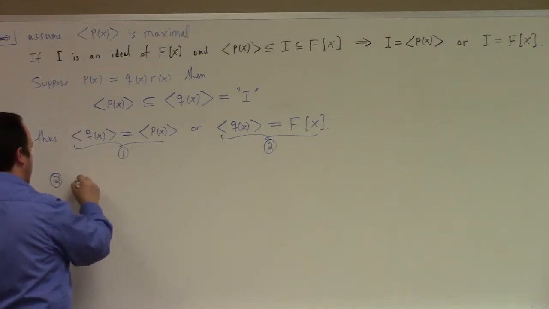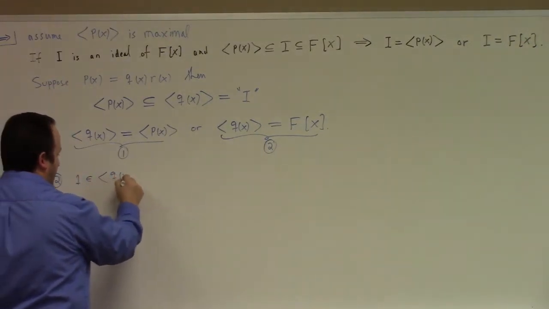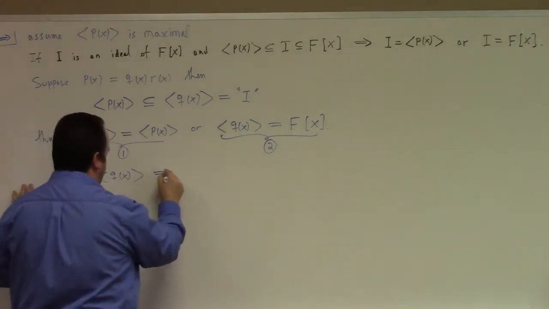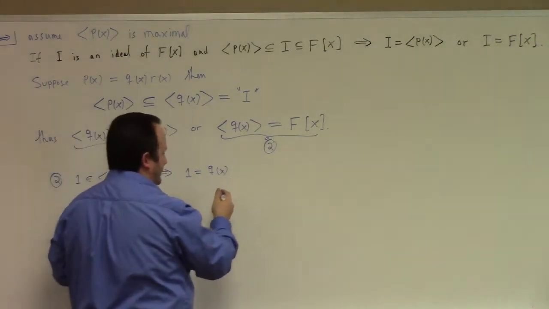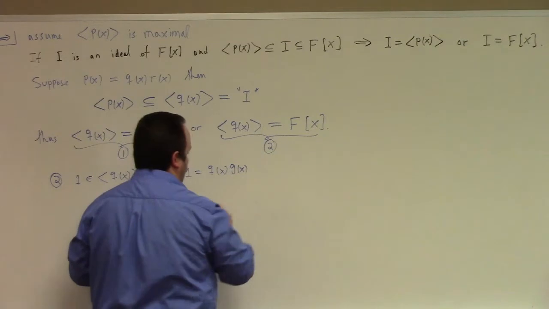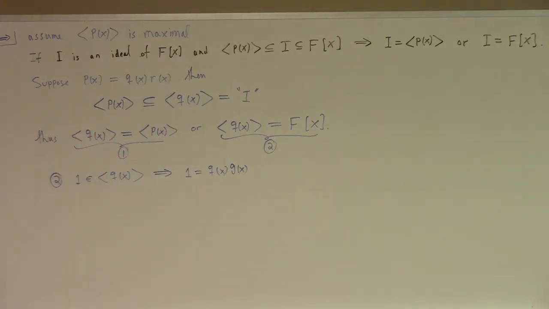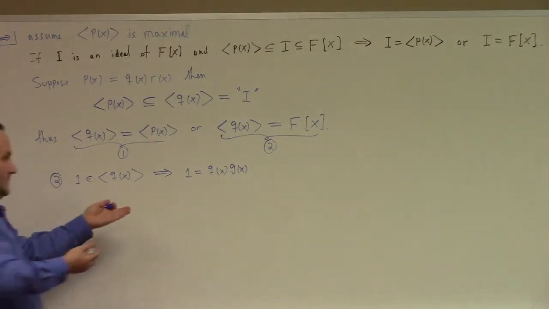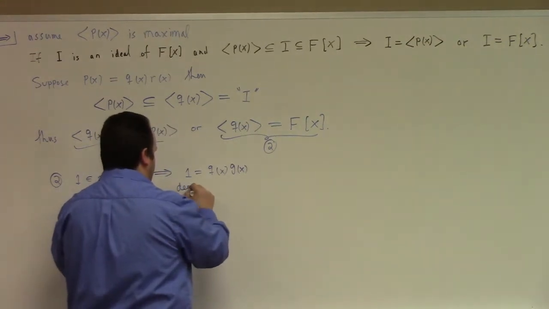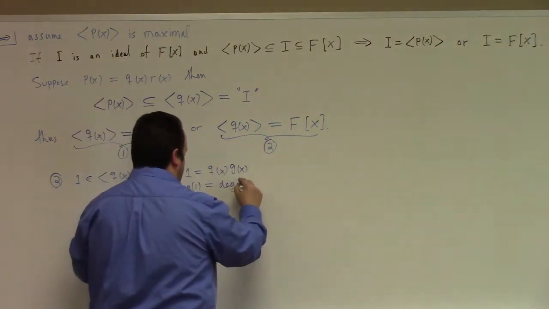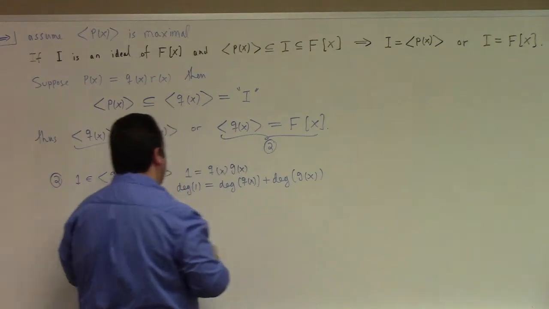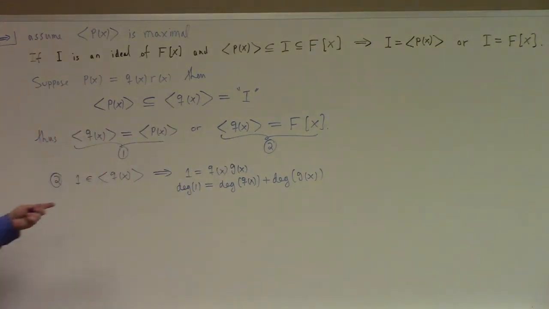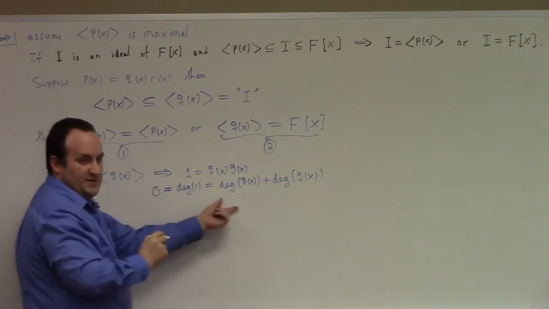You say, okay, so then 1 is an element of this ideal, right? Which means what? 1 is equal to Q of x times some polynomial, say G. But by the degree formula, the degree of 1 is 0, and the degree of the product is the sum of the degrees, right? However you want to prove this. Do we really need to write this down? Maybe not. The degree is non-negative, right? So if this is 0, it forces both of these to be 0 as well.